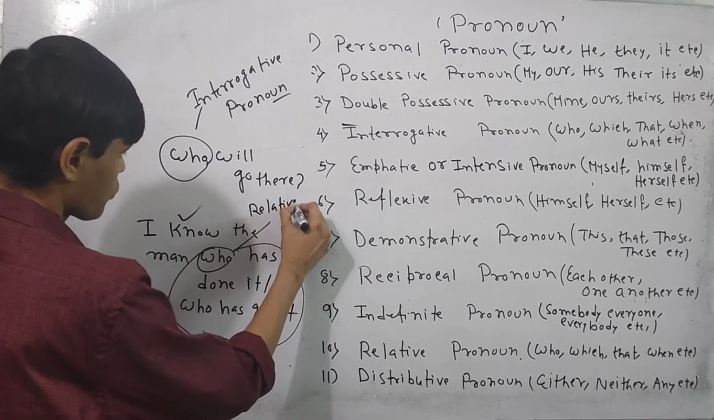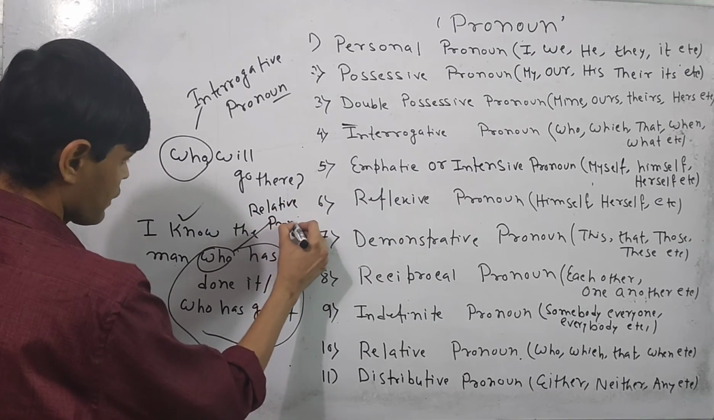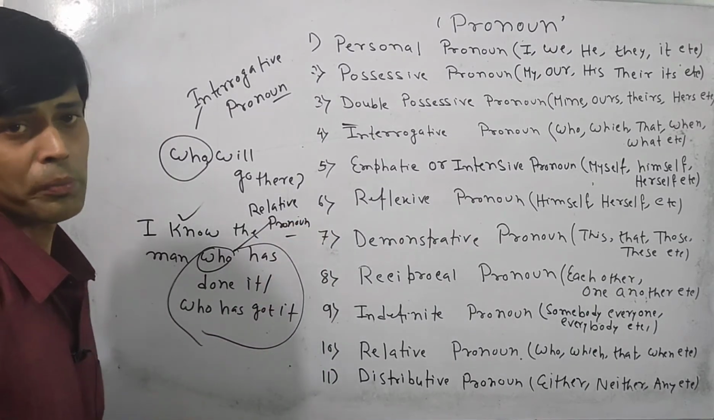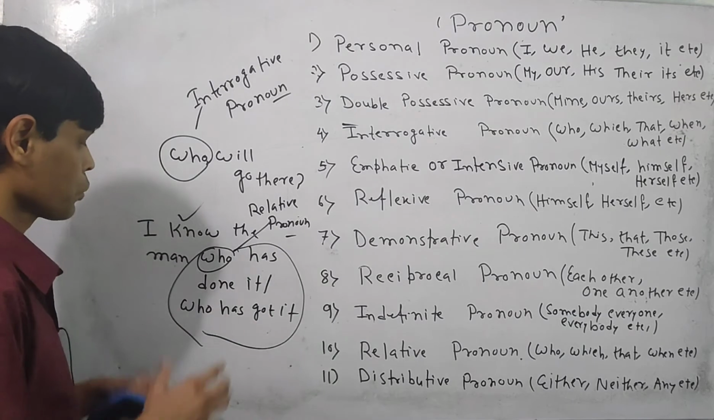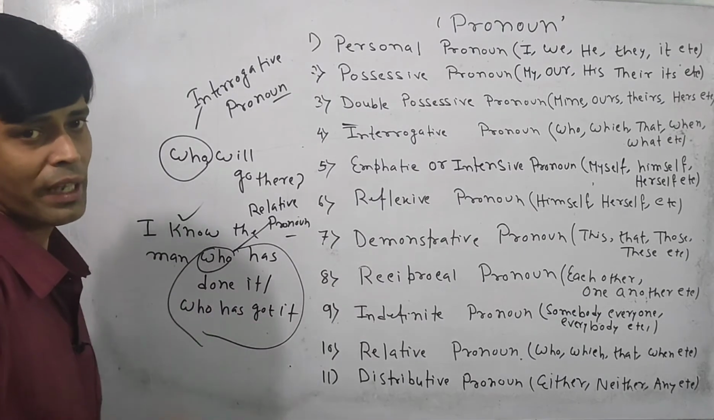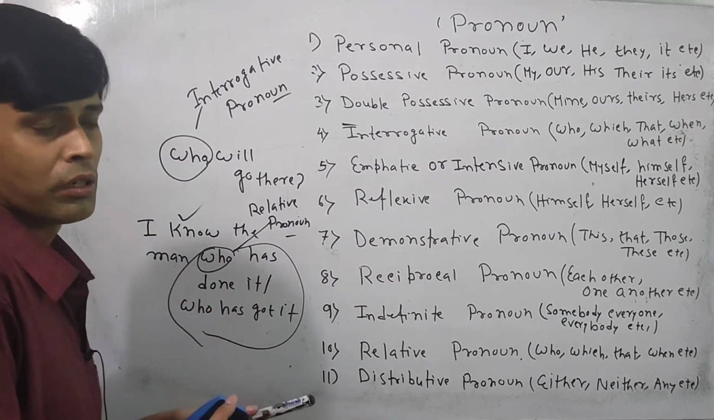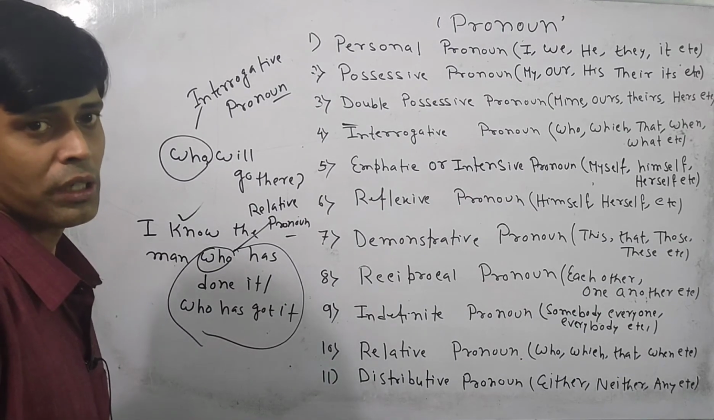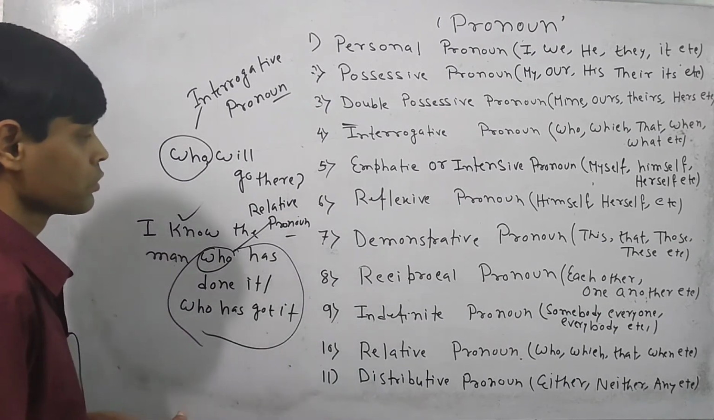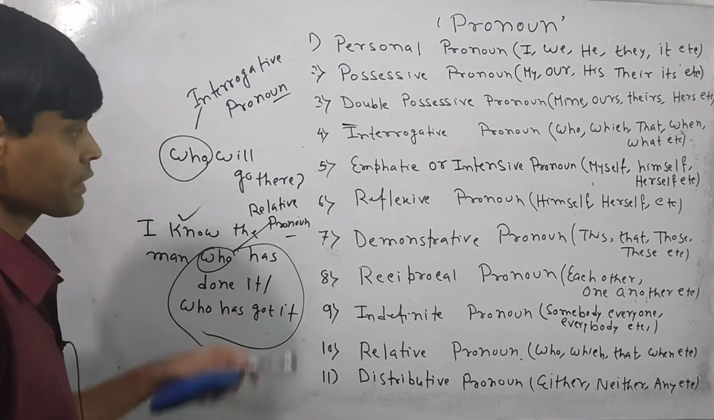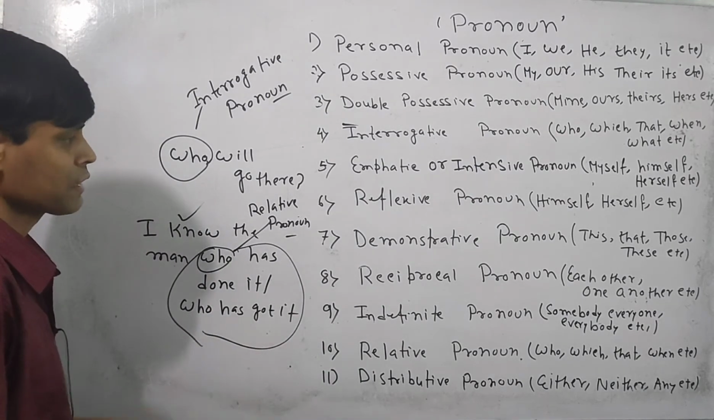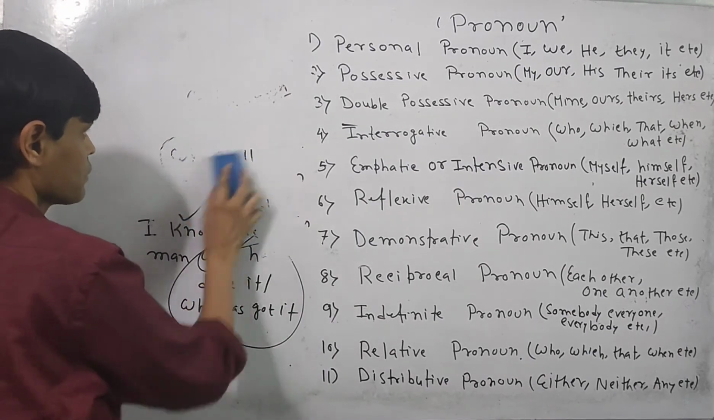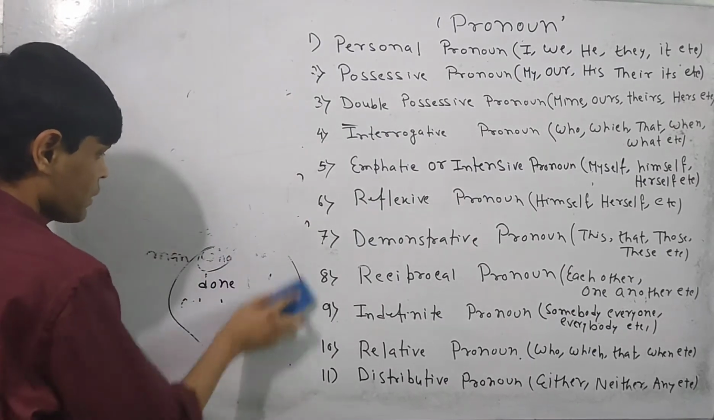So this is the controversy. There is no controversy. Controversy may be arising across your minds. So when who or which, something like that, functions or becomes a part of relative clause, it is called the relative pronoun. So still in the same way, emphatic pronoun and reflexive pronoun have some clashes.